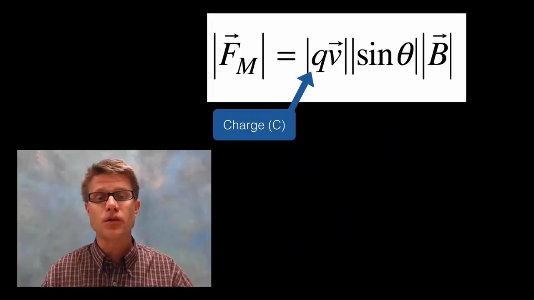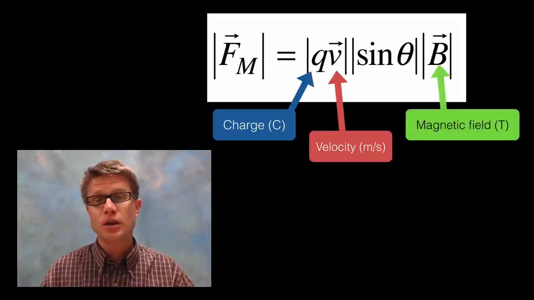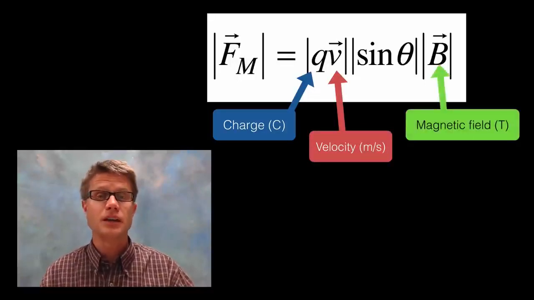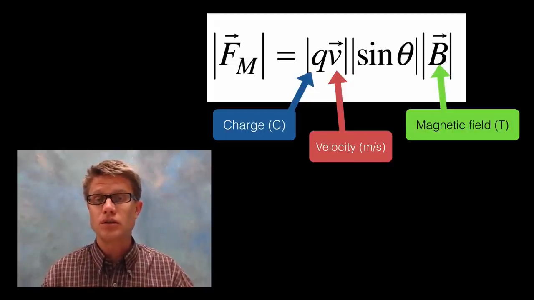And so the parts of this formula are Q, which is charge, measured in coulombs. V is going to be the vector velocity, that's going to be in meters per second. And then we have B, which is going to be our magnetic field, and we measure that in Teslas. And then as we solve for the magnetic force, that's going to be measured in newtons.